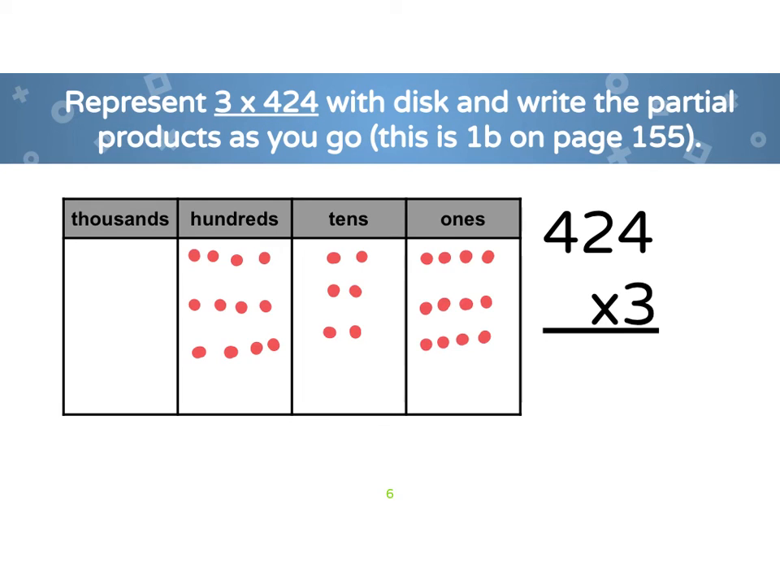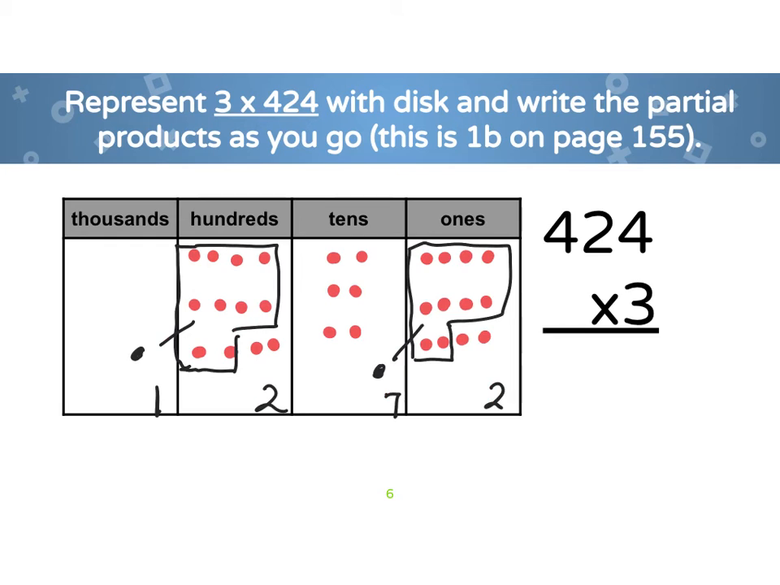So pause the video and you write your discs in and do your regrouping. Okay, after I did my regrouping, it looks like I have 1 in the thousands place, 2 in the hundreds place, 7 in the tens place, and 2 left over in the ones place. Okay, so now I'm going to write in my partial product. You pause and see if you can write in your partial product on 1B, page 155.